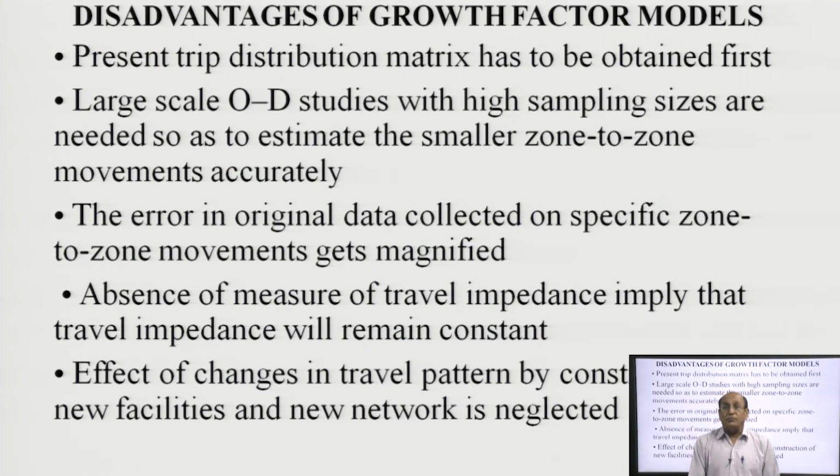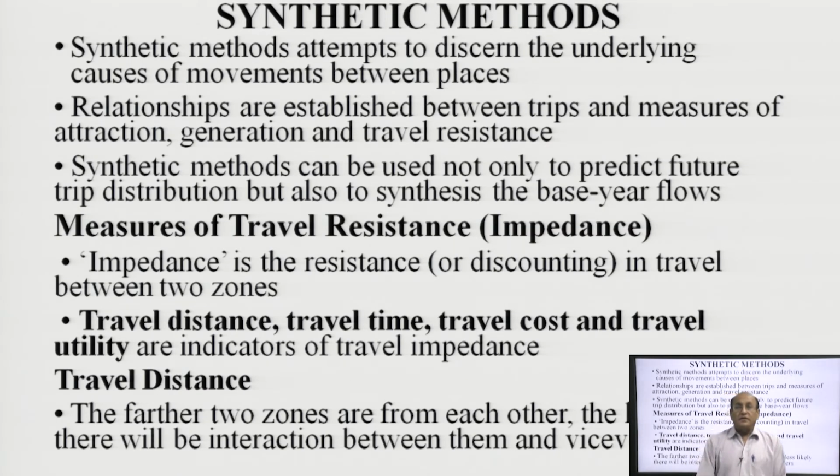Disadvantages of growth factor model. The present trip distribution matrix has to be obtained first. Large scale OD studies with a high sampling size are needed so as to estimate the smaller zone to zone movement accurately. Absence of a measure of travel impedance implies that the travel impedance will remain constant. Effect of changes in the travel pattern by construction of new facilities and new network is neglected. So, we have taken these growth factor methods.